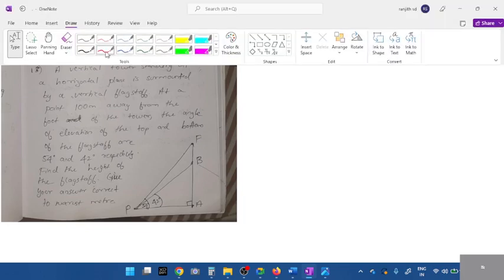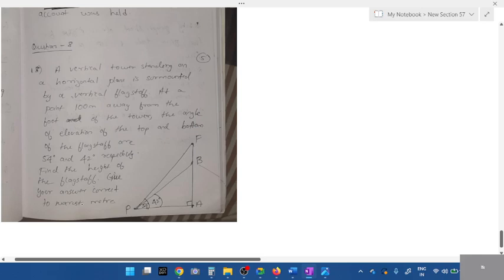We have two triangles here. Give your answer correct to the nearest meter. Find the height of the flag staff. I'll read again, this was a specimen question. A vertical tower standing on a horizontal plane, vertical tower is AB, students, is surmounted by a vertical flag staff. Surmounted is one on top of the other. FB is the flag staff. At a point 100 meters away from the foot of the tower. The foot of the tower is A, so this distance is 100.